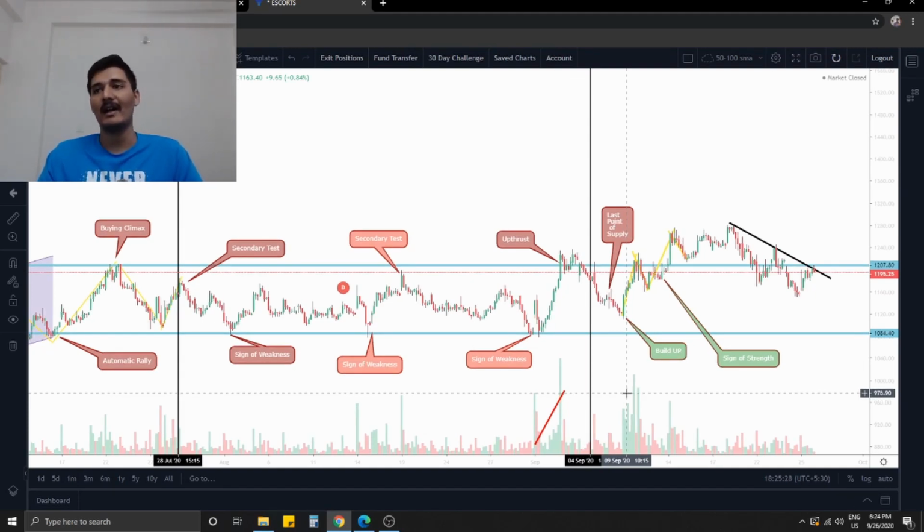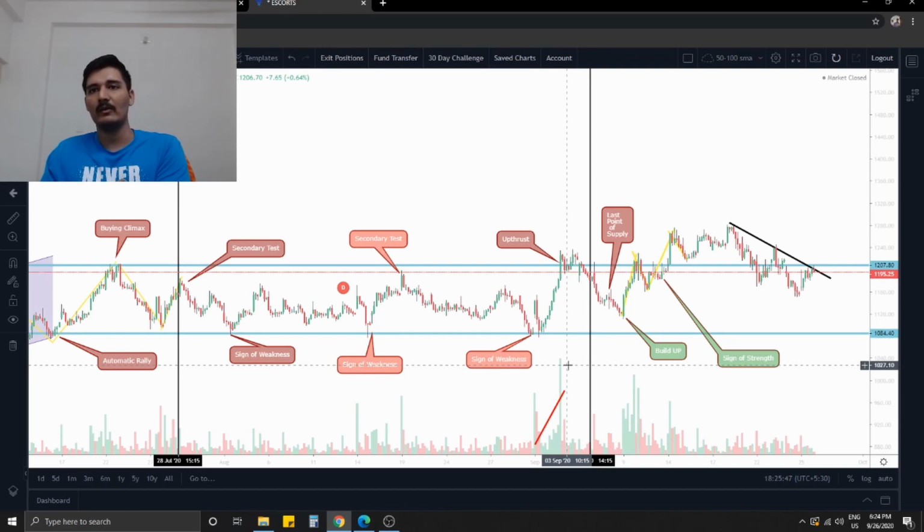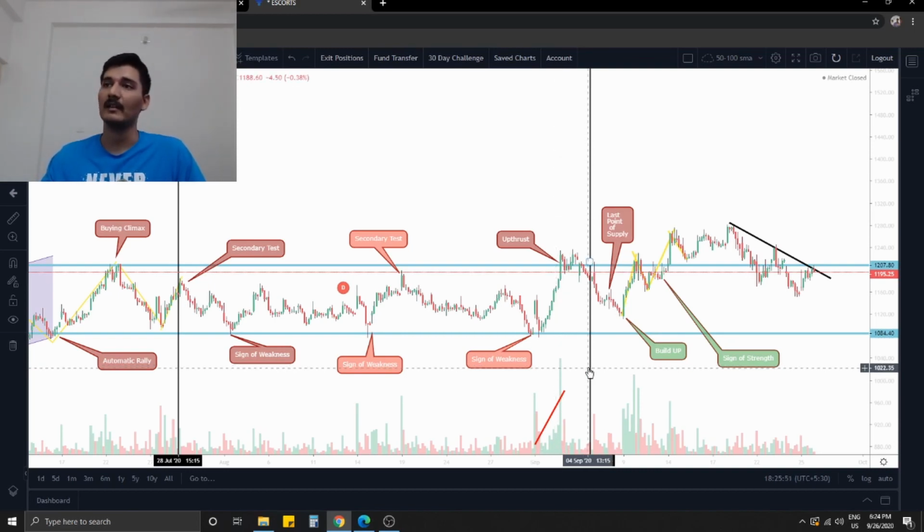Now generally, after you have an LPSY, there is supposed to be a further increase in volume followed by the price going on the downside, which signifies that the trading range is now going to be broken on the downside. The effort is increasing, because of which the result is going to be the price moving downside aggressively. But that did not happen.